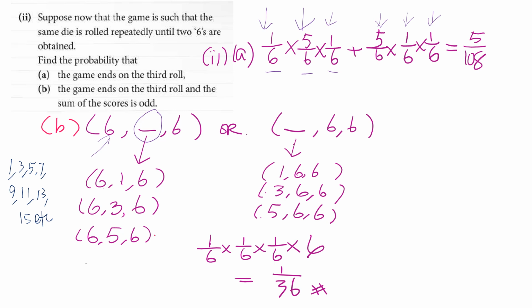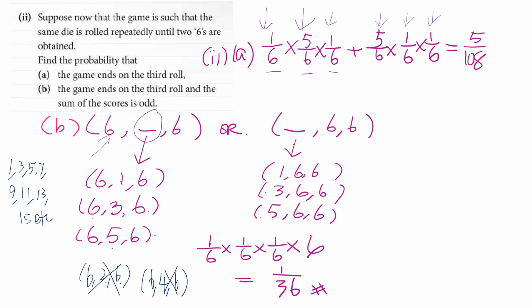I cannot have a 2. Imagine if you roll a 2, that will give you an even number. 6 plus 6 is 12, plus 2 is 14. So this is out. Okay, 6, 4, 6 is also out, because that also gives you an even number. So in other words, because 6 plus 6 is already an even number, you must add an odd number to get an odd number. Therefore, it can only be you roll a 6, a 1, and a 6, or you roll a 6, a 3, 6, or you roll a 6, a 5, a 6. Okay.